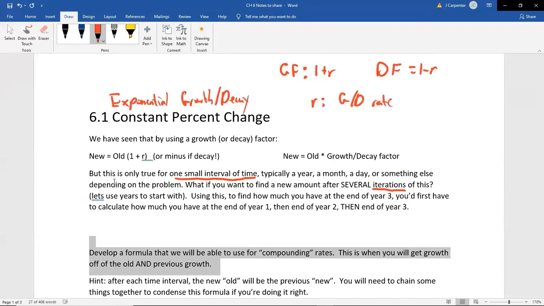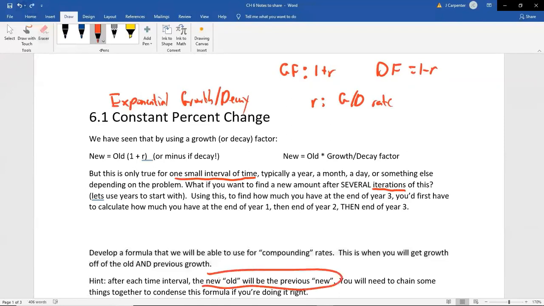So we're going to develop a formula to be able to go straight from year 0 to year 50 or to year 1,000 or to year 2, whatever we want, without doing all the middlemen and women. So I'm giving a big hint for this. After each time interval, the new old will be the previous new. This idea we've already addressed in Excel. I circled one less word than I meant to. The new old will be the old new.